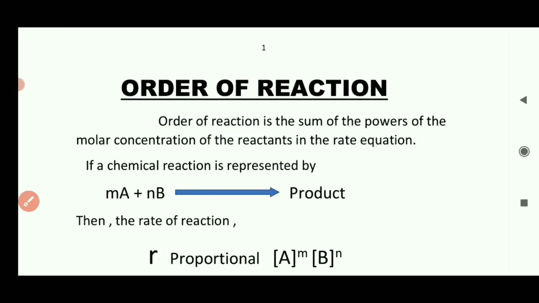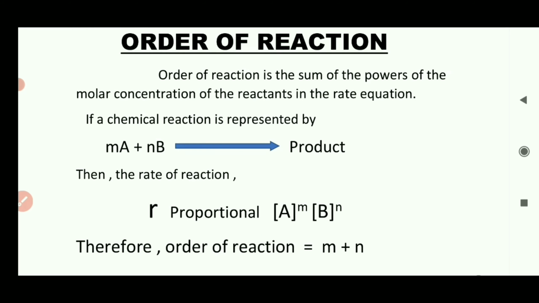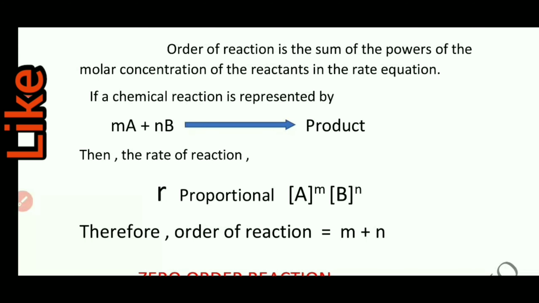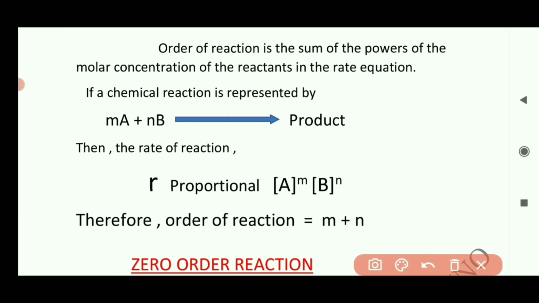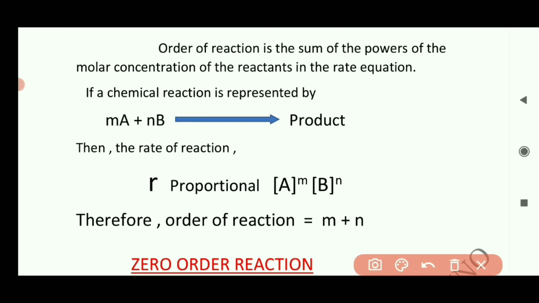Order of reaction is the sum of the power of the molar concentration of the reactants in the rate equation. So friends, you have to see in any chemical reaction there is some change in concentration of a reactant species. So the number of molecules whose concentration changed due to chemical reaction in the rate determining step of reaction is called as order of reaction.